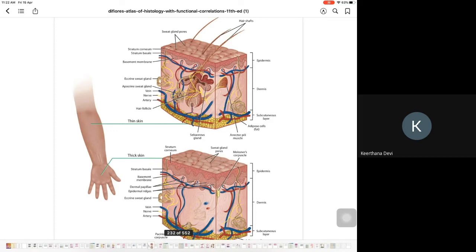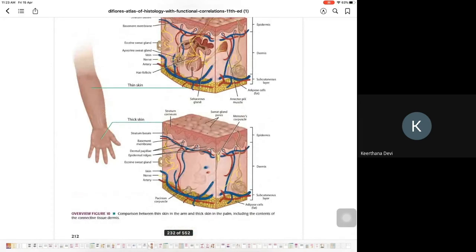In the dermis, eccrine sweat glands are seen. Apocrine sweat gland, vein, nerve, and artery are present. Then sebaceous glands are seen. Then erector pili muscle. Next is thick skin, which is again divided into epidermis, dermis, subcutaneous layer, then adipose cells, fat. Epidermis is divided into stratum corneum, basale, and basement membrane. Sweat gland pores are present in the stratum corneum.